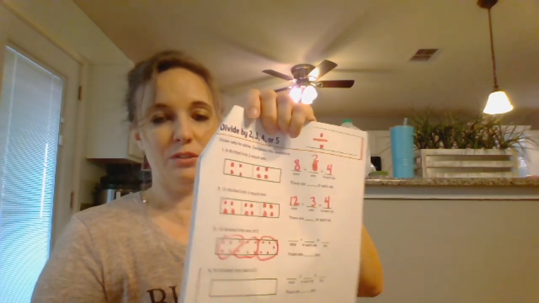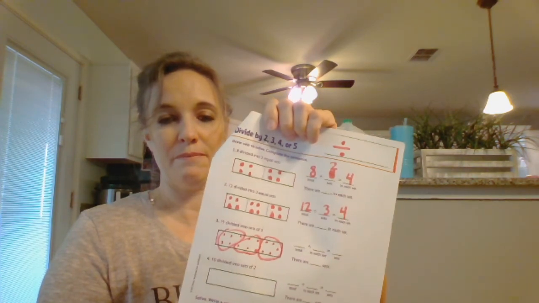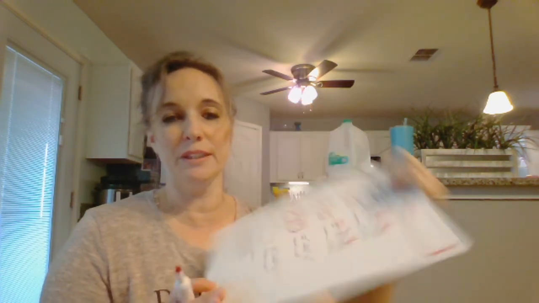1, 2, 3, 4, 5. So I put 5 in each circle, and how many circles did I end up with? 3. I need you to be doing this on your paper. So be sure you are doing this on your paper because you are going to turn these into me, and I am going to look. So I want you to do it on your paper.